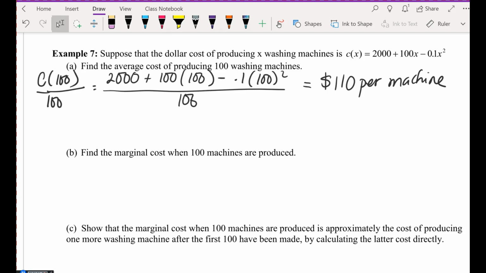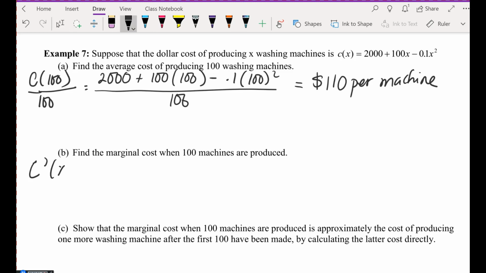Okay, B. Find the marginal cost. Here's the word marginal. Find the marginal cost when 100 machines are produced. Now what? Find the derivative. Derivative of what? The equation. So let's find C prime of x.